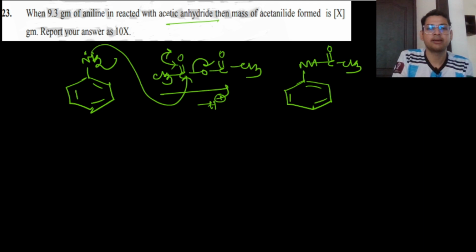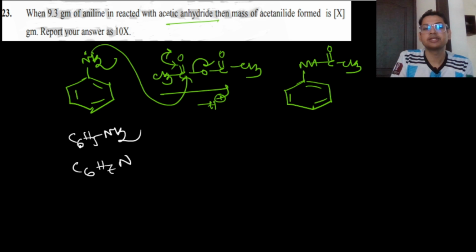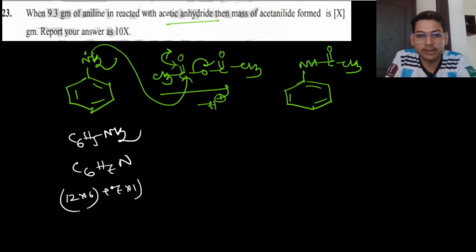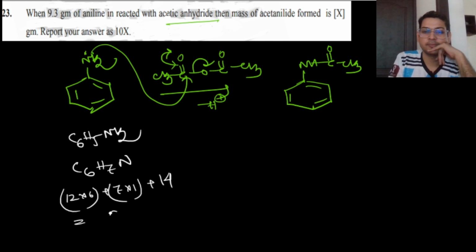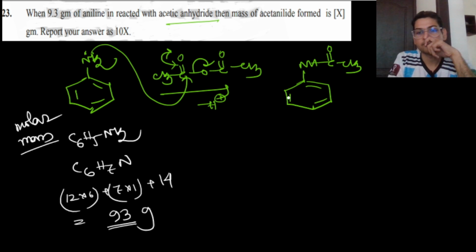Okay, 9.3 gram. Aniline means C6H5, the phenyl structure, and then NH2, right? So we can say C6H7N. Carbon is 12, so 12 into 6 plus hydrogen 7 into 1 plus 14. So 72, 7, 14 means 93. Its molar mass is 93. Acetanilide has phenyl ring C6H5, then NH, CO, CH3.